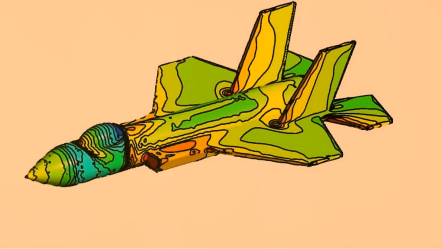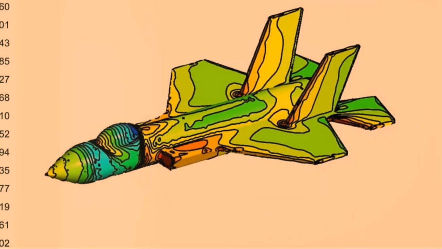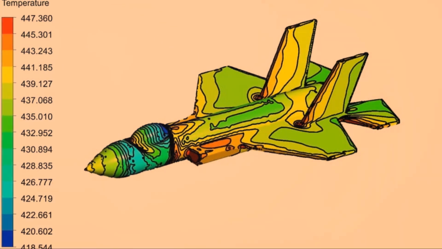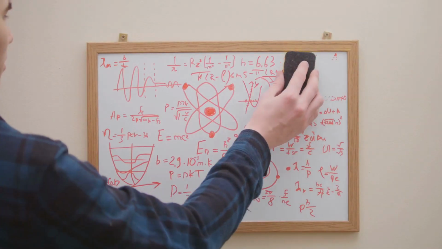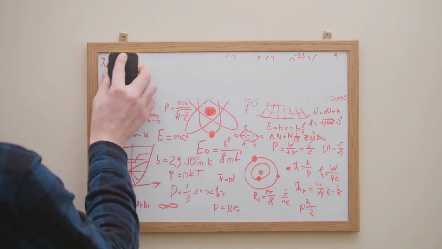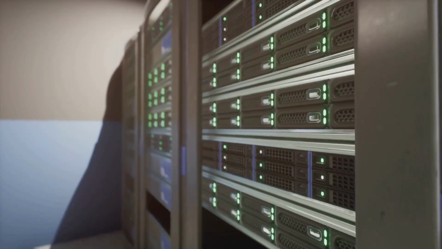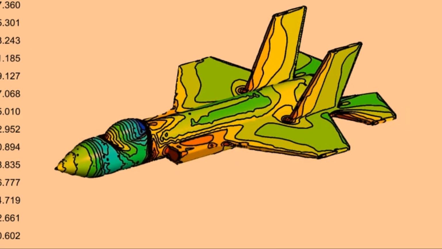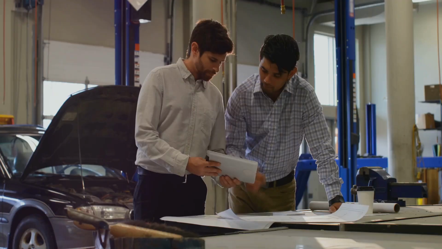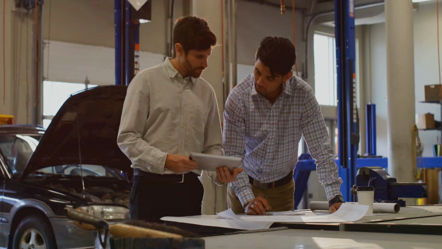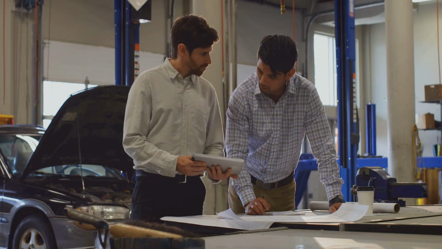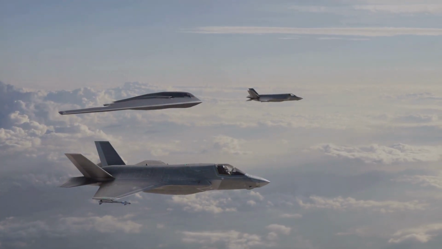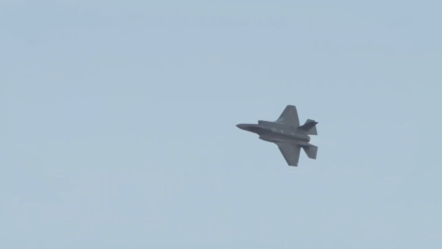To accurately simulate the F-35's flight, engineers use CFD software that accounts for compressible flow effects. This involves solving complex equations that govern the behavior of fluids at high speeds. Simulating compressible flow is computationally demanding. It requires powerful computers and specialized software. However, the insights gained from these simulations are invaluable for optimizing the aircraft's design. They help engineers understand and mitigate the challenges of supersonic flight.